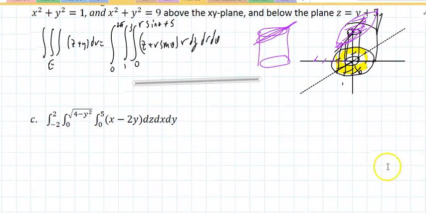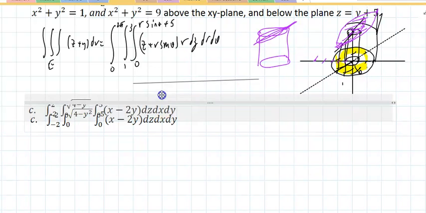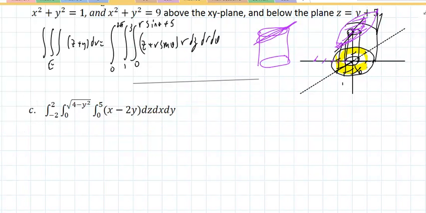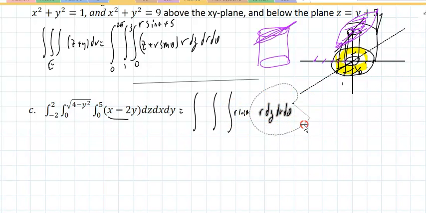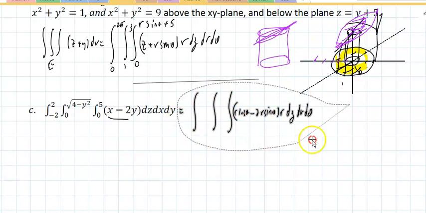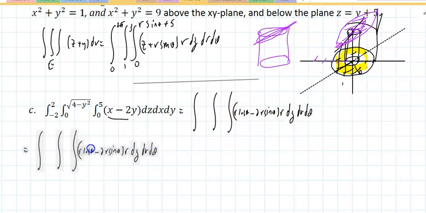And almost done. If I look at this problem, I want to convert. Well, how does that work? I can't just say, oh, look, one of those I can get. I can get r dz dr d theta, but I need to know what that region looks like. And I know what this is. This is r cosine theta minus twice r sine theta. Actually, I'm going to put that right there.